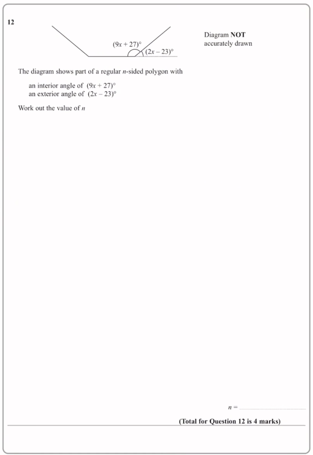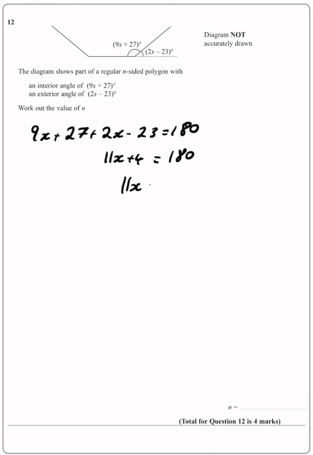Question number 12. An interior plus an exterior angle will come to 180 degrees because it forms a straight line. So 9x plus 27 plus 2x minus 23 is 180. Collect like terms. 11x plus 4 is 180. Subtract 4 from both sides. Divide both sides by 11. We get x equals 16.